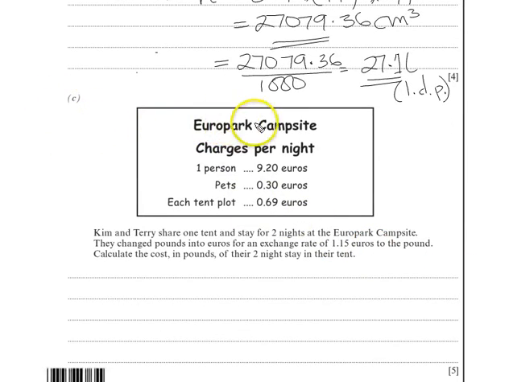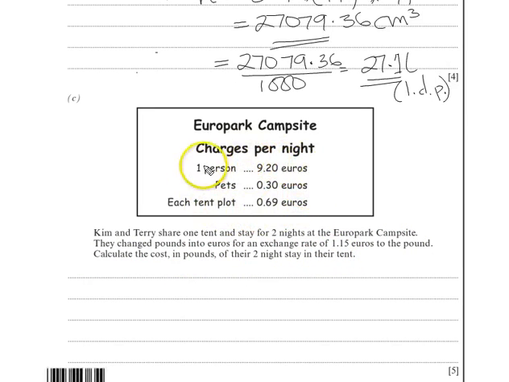So part C then, Euro Park campsite, we've got some charges here per night. One person is €9.20. This is part C we're doing now. Pets is €0.30 and each tent plot is a €0.69 cost. Kim and Terry, that's 2 people, share 1 tent and stay for 2 nights at the Euro Park campsite. They change pounds into euros for an exchange rate of 1.15 euros to the pound. Calculate the cost in pounds of their 2-night stay in their tent.